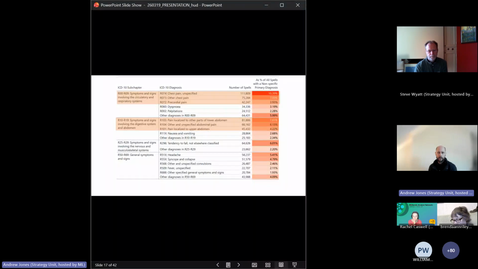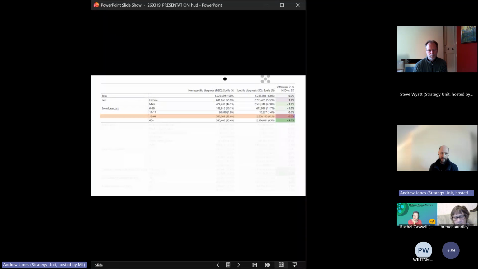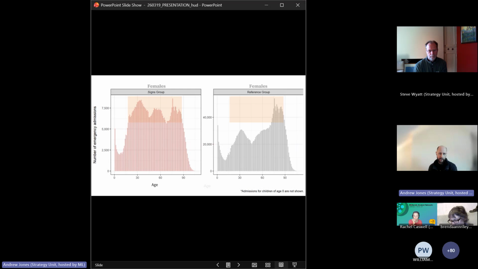Just returning to the first table I showed, we see that the age profile of the signs group appeared to be appreciably younger than that of the reference group. And looking more closely, if we make a plot with age on the horizontal and number of admissions on the vertical, we see that for females in the signs group, the number of spells by age remained relatively high, right from 18 through to 85, which is certainly a very different distribution to the one we see for all other diagnoses combined. And there was also a difference with males, though it was less pronounced.